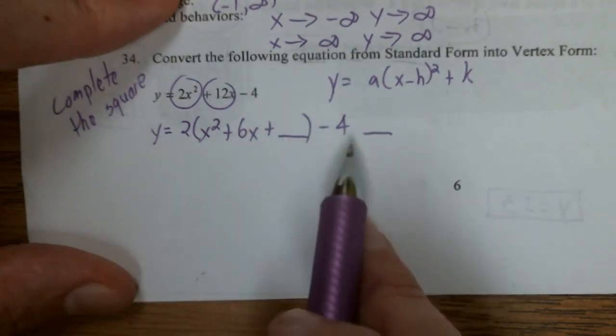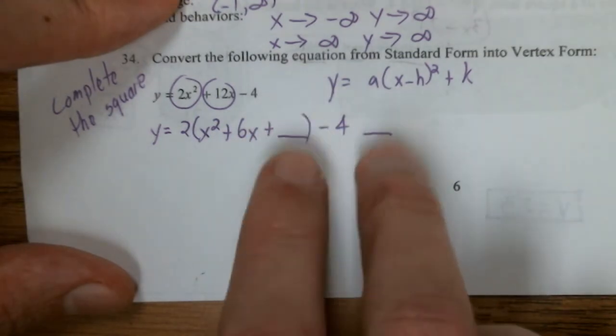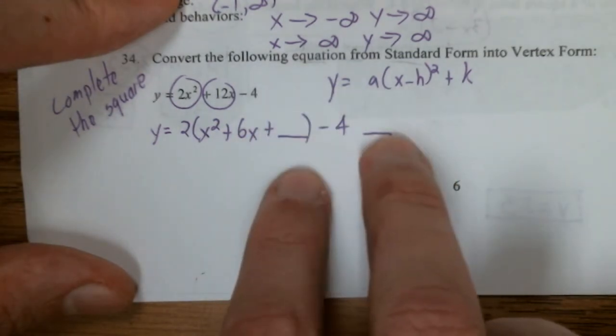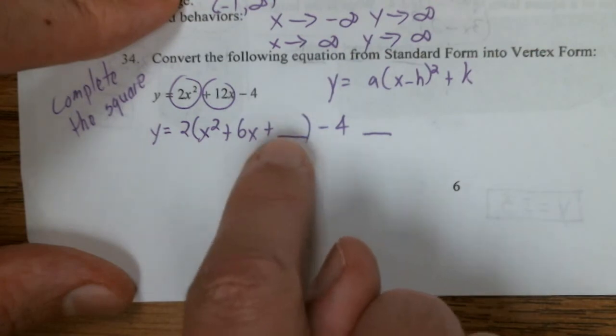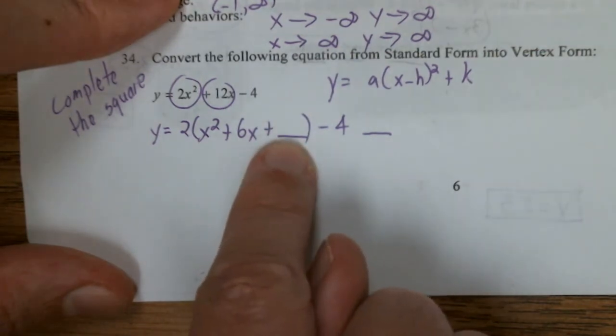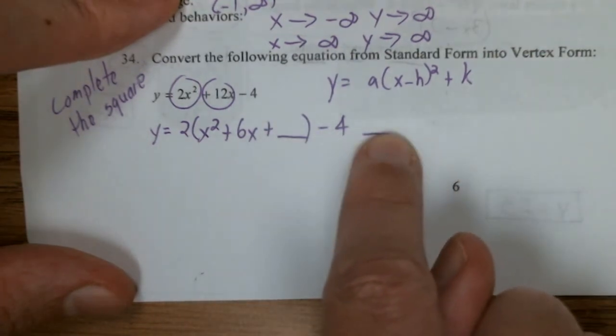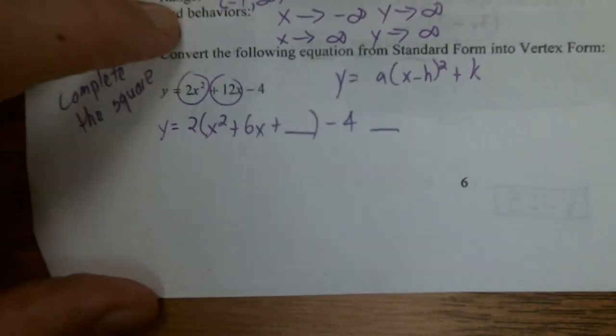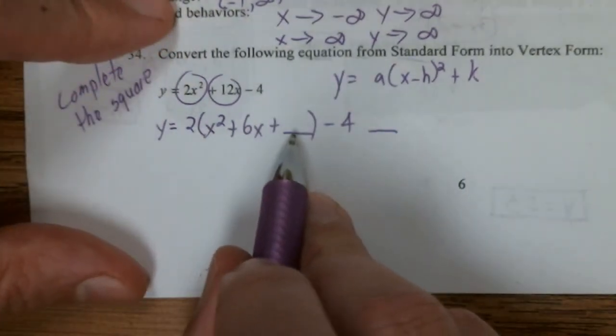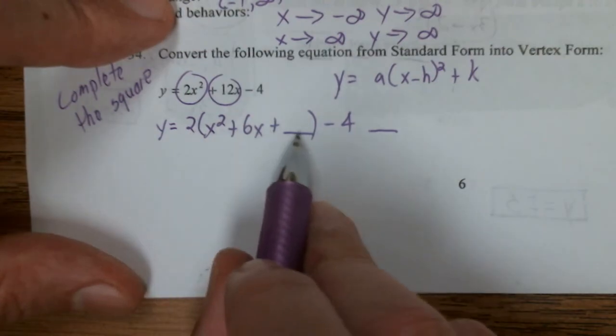But when I go from standard to vertex form, notice both of my blanks are on the same side of the equal sign. They're both on the right-hand side. So this guy is always going to be a plus blank because you take half of b squared, but this guy might not necessarily be a plus blank. So let's take a look. How do I complete the square after I factor this bad boy out?